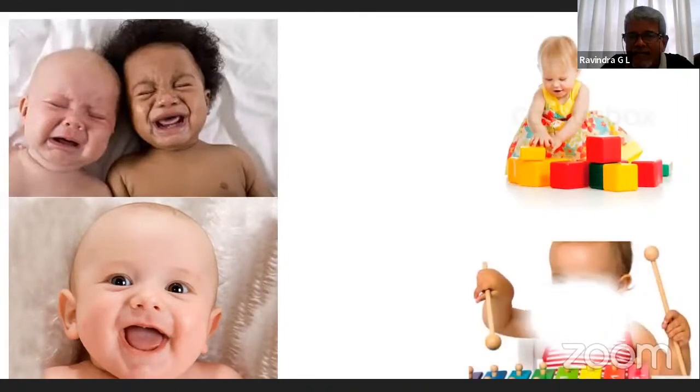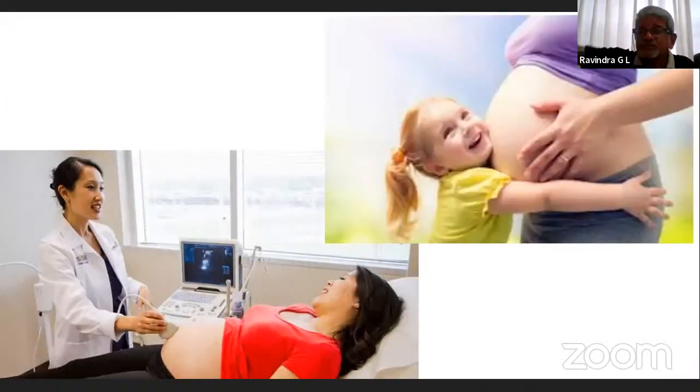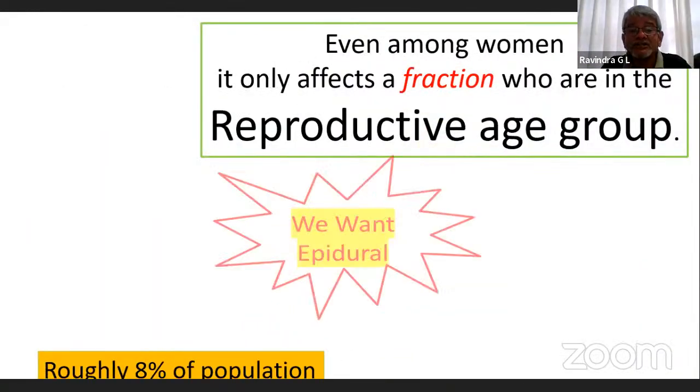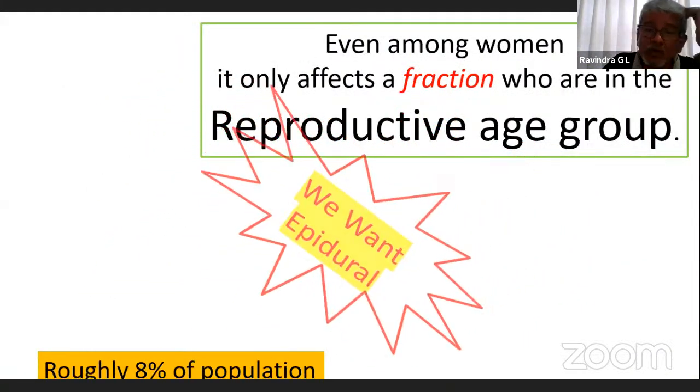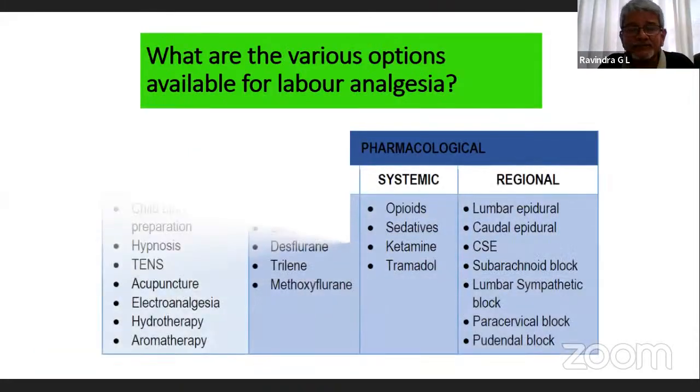Now, all the smiles, the cry, all the activities of this baby will make the mother forget about the labor pain. And within the next 2 years, she's ready to come back to the obstetrician with the next pregnancy, because this is the only pain which has an excellent outcome. So these are some of the reasons why labor analgesia has not attained good popularity. Roughly just an 8% population, that's why it is not happening.